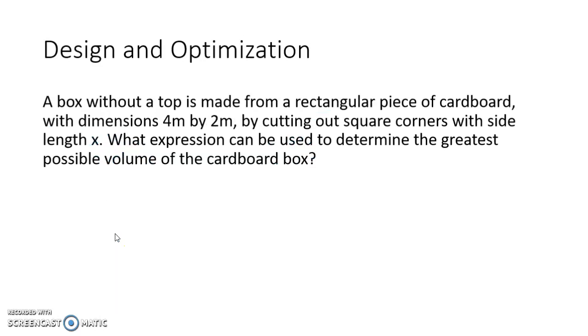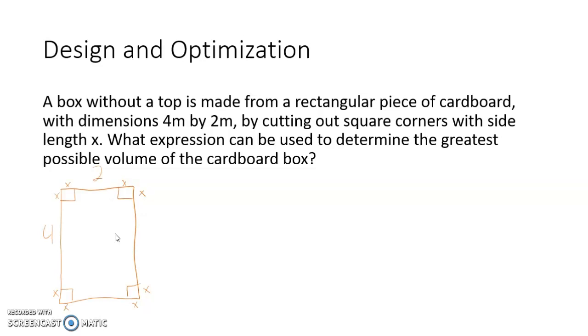All right, with this one, we've got a box without a top that's made from a rectangular piece of cardboard with dimensions 4 meters by 2 meters. So I'm going to start drawing this here. So we've got 4 meters by 2 meters by cutting out square corners with side length x. So this will look like this on our picture, and the lengths are x. So I'm just going to label each side of this as x.